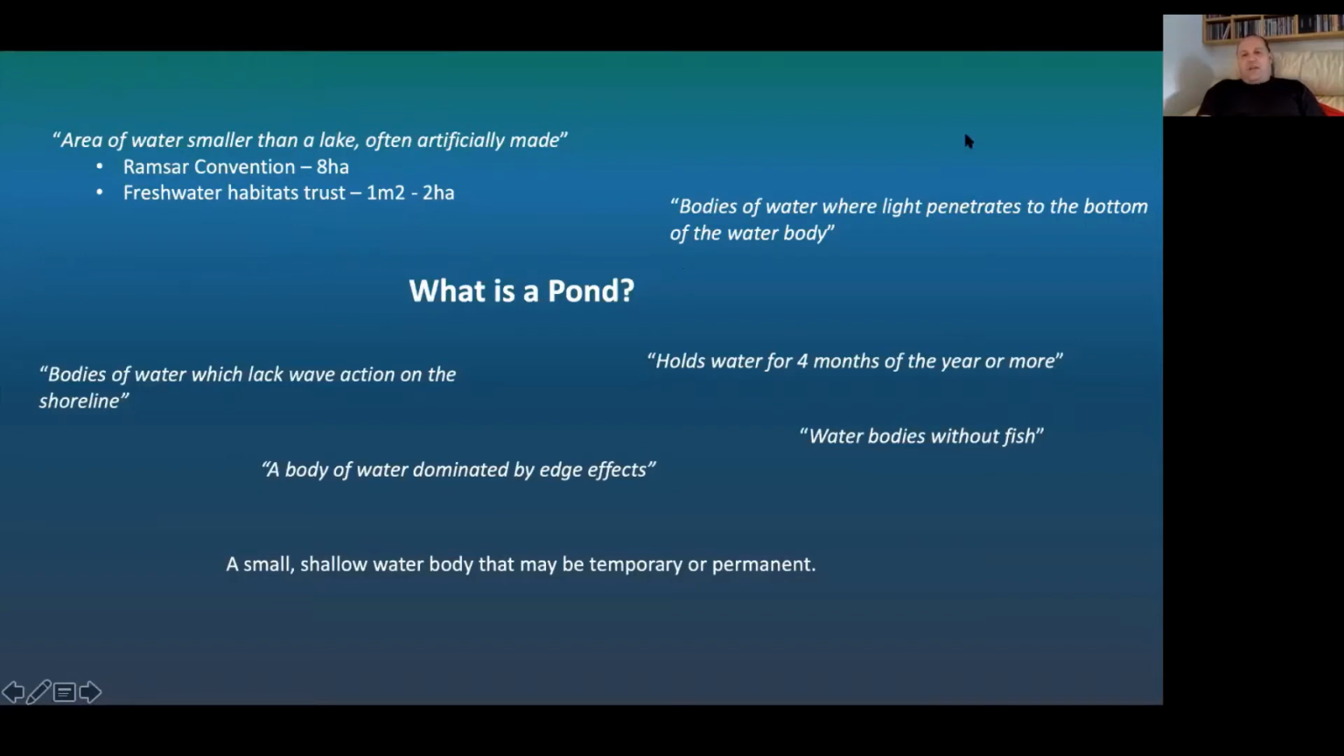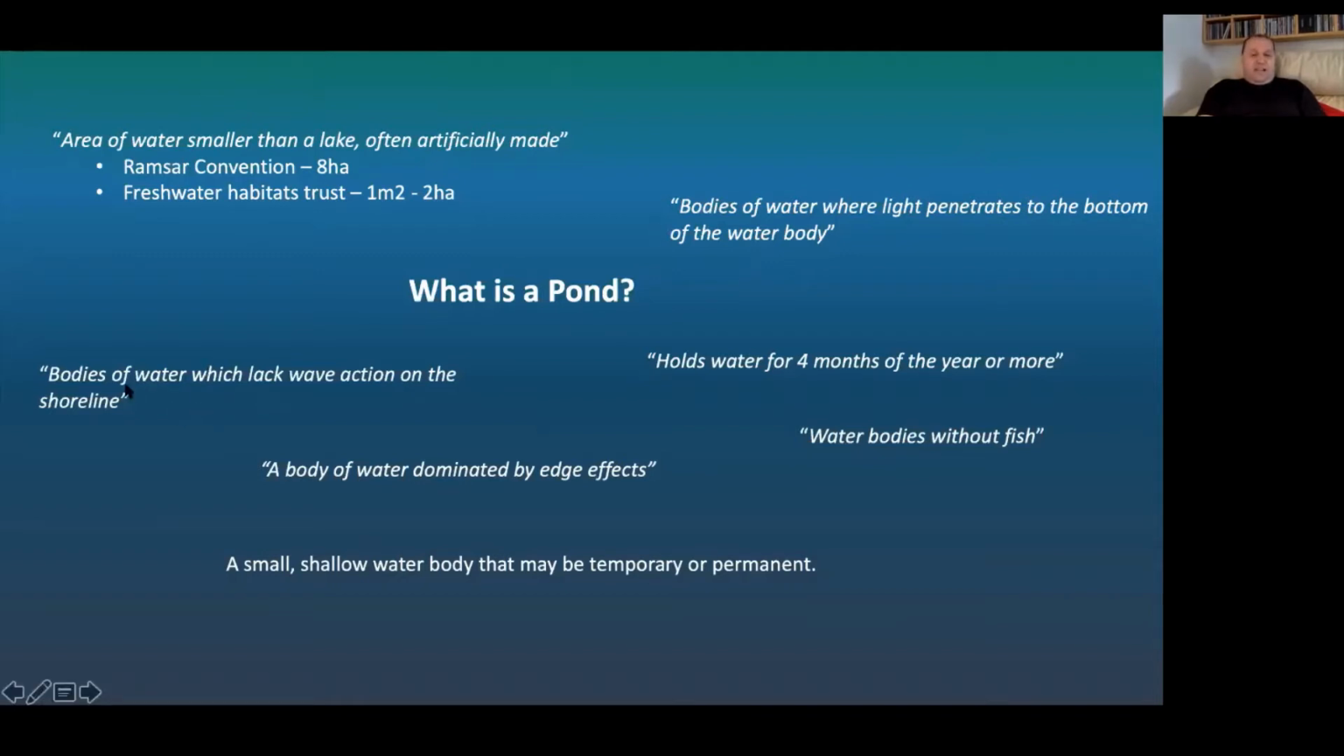Bodies of water where light penetrates to the bottom of the water body. Well, again, that's not entirely satisfactory. It depends on water clarity as well. There are some ponds where the light doesn't penetrate to the bottom because they're very muddy or they've got an algal bloom. So there are problems with that kind of definition as well. And there are some lakes that are very clear, that could be 5 or 6 metres deep, and maybe tens of hectares in size, where light does penetrate to the bottom.